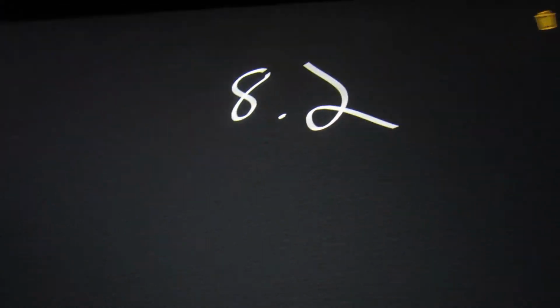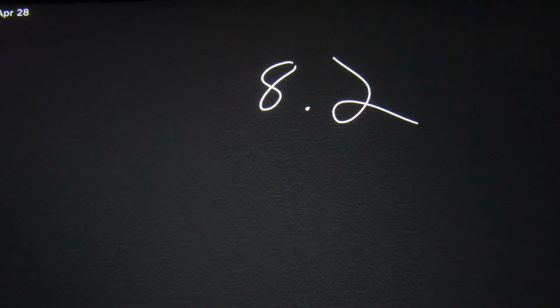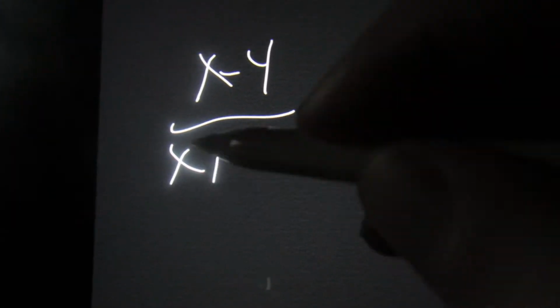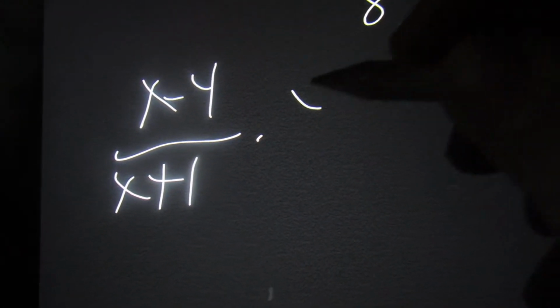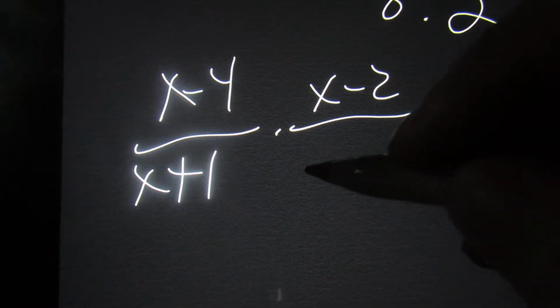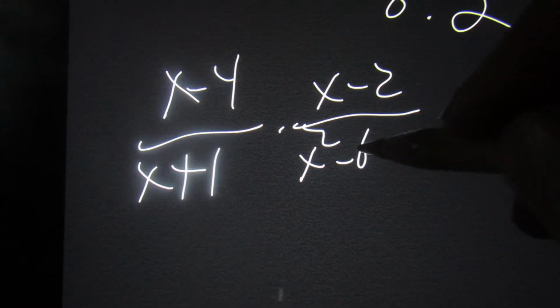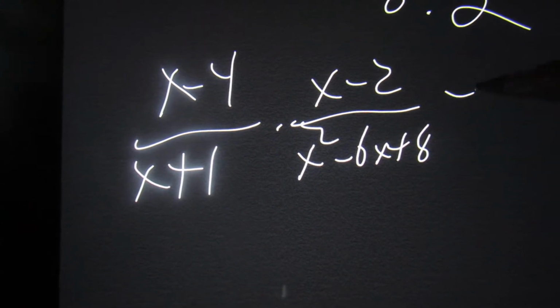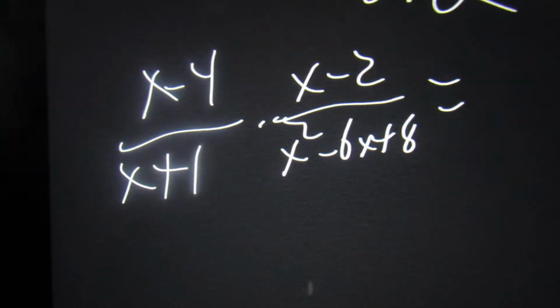In 8.2, we're going to see what happens when we have two rational expressions and we're multiplying and dividing them. It's going to be just like doing normal fractions, but again, factor first, then simplify. So let's start with (x minus 4) over (x plus 1) times (x minus 2) over (x squared minus 6x plus 8). Okay, so we have to factor everything we can.